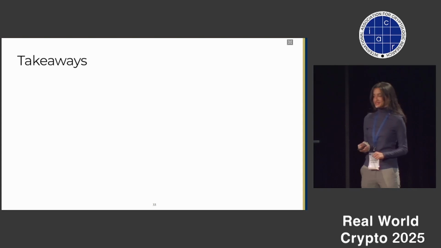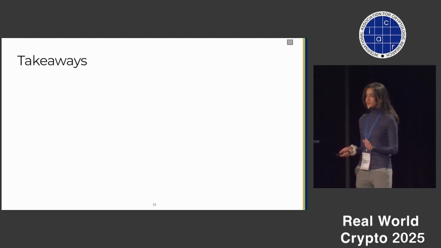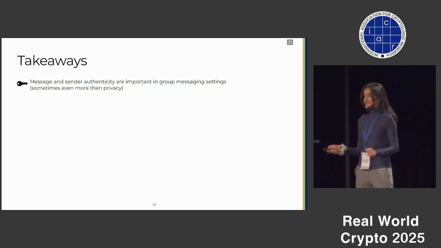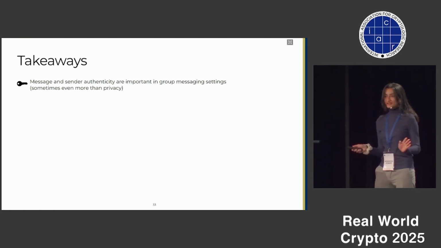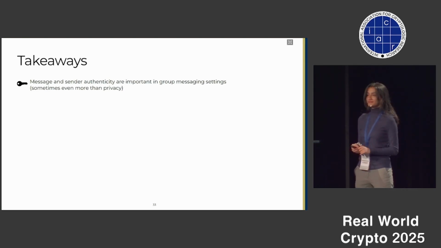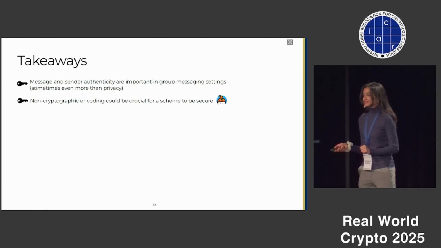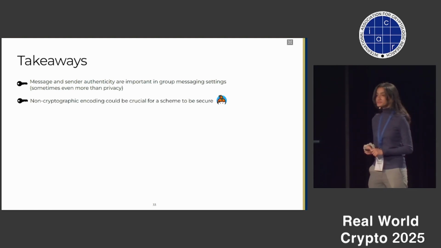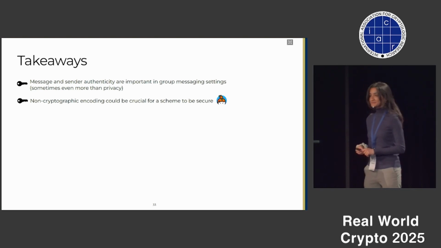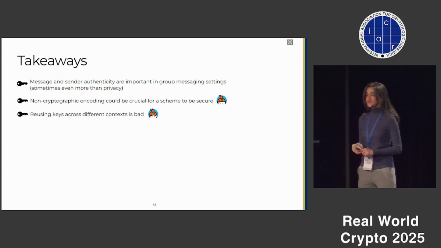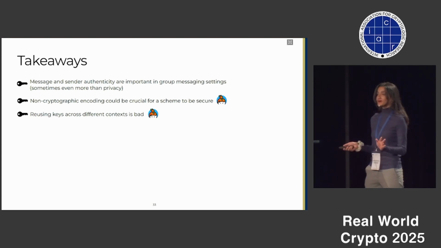To wrap up, here are some key takeaways of our work, some of which are just retellings of folklore knowledge. First, sender authenticity is very important in group messaging apps, arguably even more than privacy. The second is that non-cryptographic encoding can oftentimes save the day, and we've seen this in previous analysis of Telegram as well. The third is that reusing keys across different contexts is bad, especially if there is no context separation.